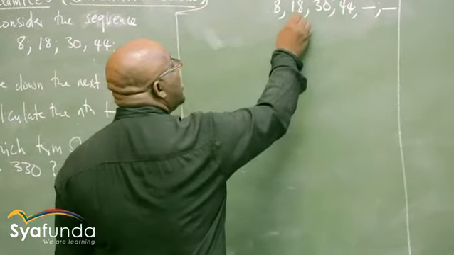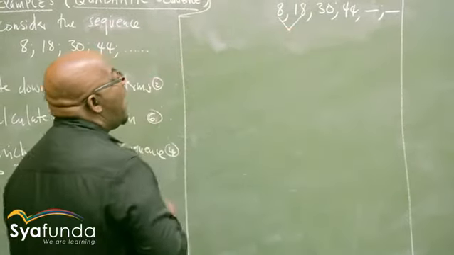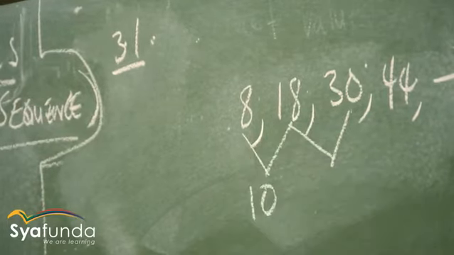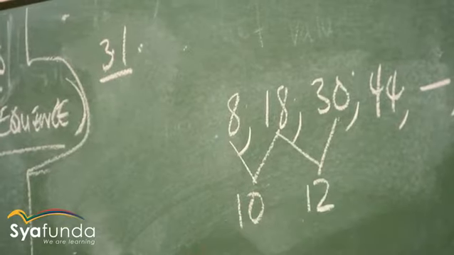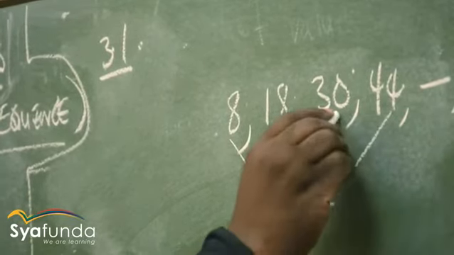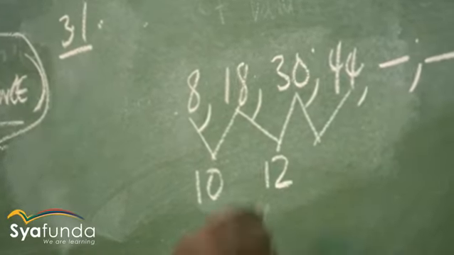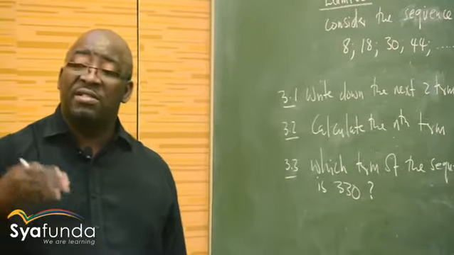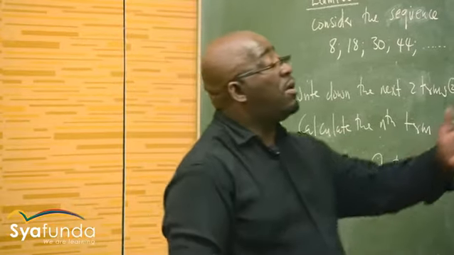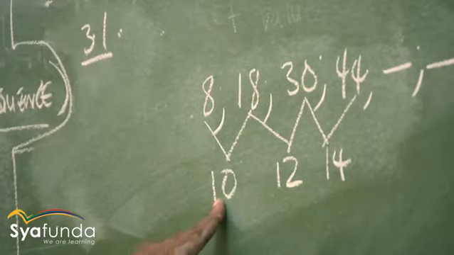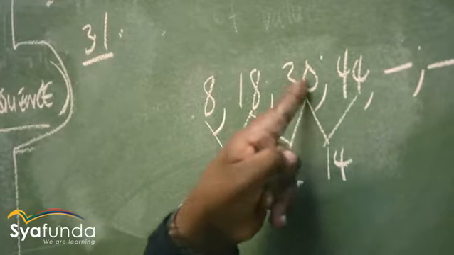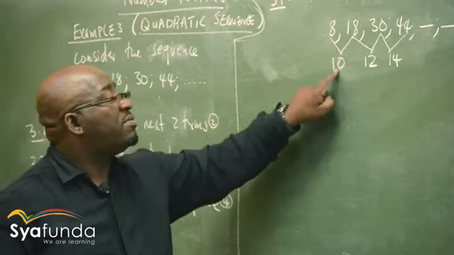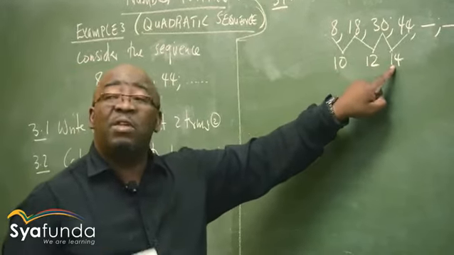If I say 18 minus 8, what do I have? I have 10. This is the first difference here. If I say 30 minus 18, what do I have? I've got 12. If I say 44 minus 30, what is 44 minus 30? It is 14. Number patterns. The topic is number patterns. As I write that, you must study the pattern that is being formed there. This is 10, this is 12, this is 14. Therefore, you can predict the next one.